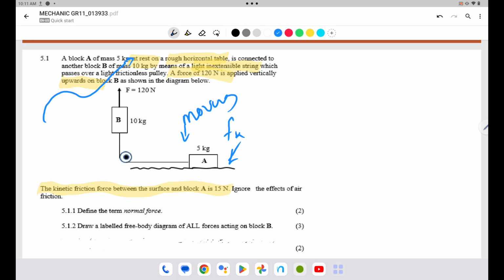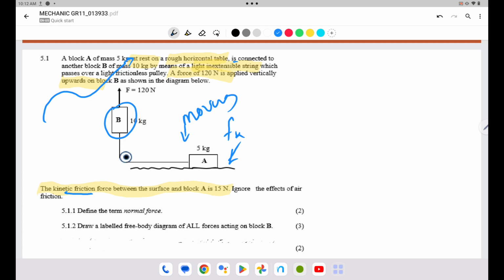So it was initially at rest and then it was connected to block B. Once it is connected to block B, it begins to have kinetic frictional force, meaning that once it is connected to B, it starts to move. So if you look at the diagram as a whole, a force F is being applied to the 10 kilogram block. As this force is being applied, it pulls block B upwards.